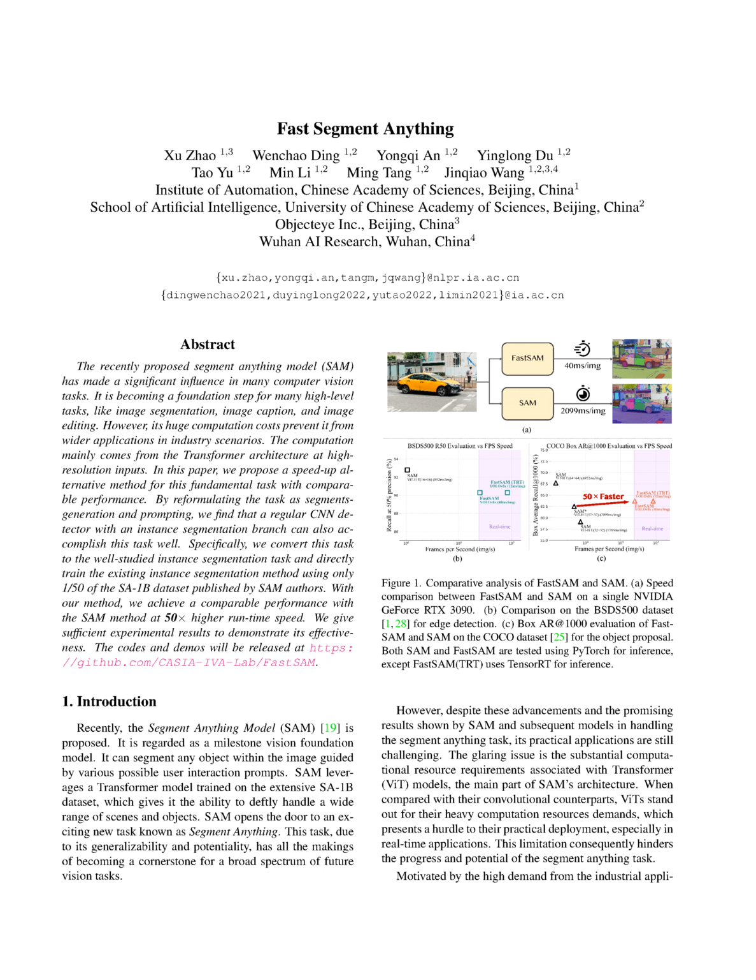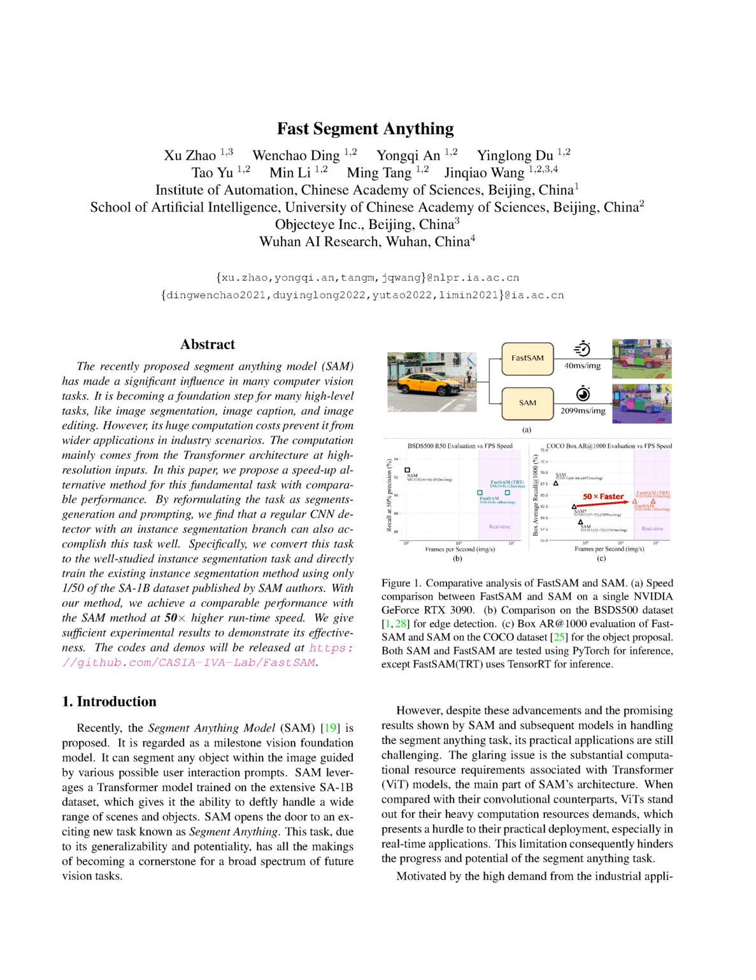However, practical applications of this task remain a challenge due to the heavy computational resources needed to operate the transformer (ViT) models at the heart of its architecture. These models are resource-intensive compared to their convolutional counterparts, making them difficult to deploy in real-time applications. This limitation is a significant barrier to the progress and potential of the segment anything task.